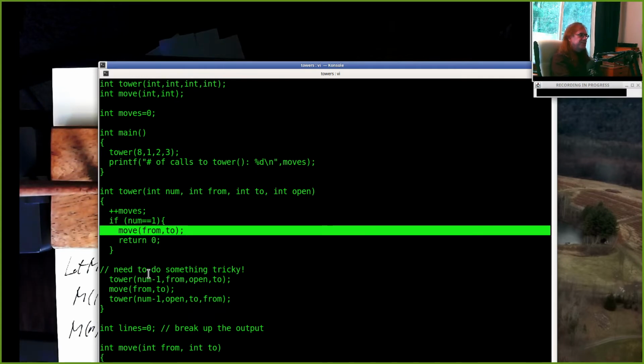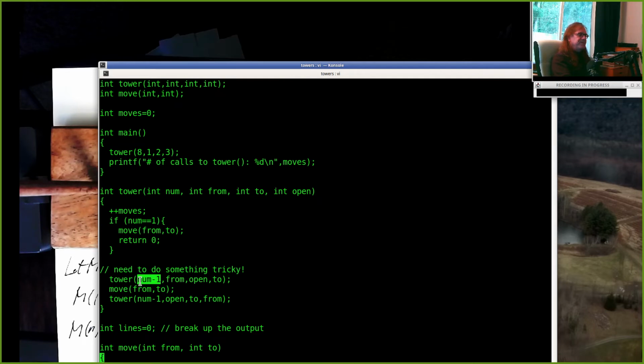Otherwise, how do we do this? Let's move 1 fewer disks from the source stick to the open stick. And then move 1 disk, which will be the biggest one, from the source stick to the destination. And then move the remaining num-1 disks from where we moved them up here to the destination. And that should let us move all the disks.